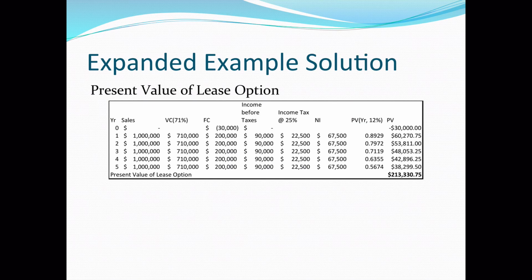We do the math, and then we add up all of our net income, or we subtract out our initial fee from our net income, and the present value of this lease option is $213,330.75. That's the present value of our earnings if we choose this lease. So we want that number higher. So if we had 2 options and one had 200,000, we would choose this one because the present value is at a higher rate.